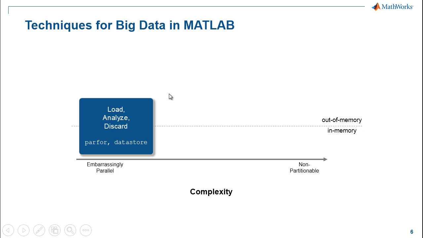So the first technique we're going to talk about is over in this embarrassingly parallel situation, where maybe we have a massive data set, but we can chop it up into little bits and operate on each bit individually. In that case, we'll simply load one part in at a time, analyze it, and discard it. And there's two main functions we'll talk about for working here: parfor, the parallel for loop, and the new datastore object.